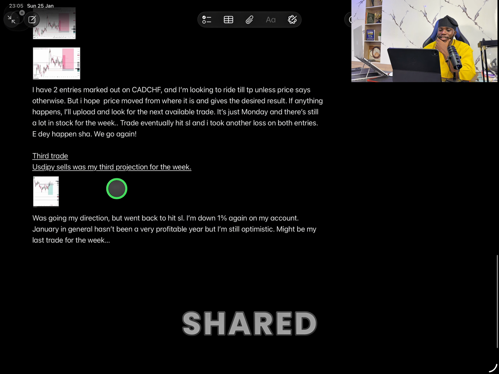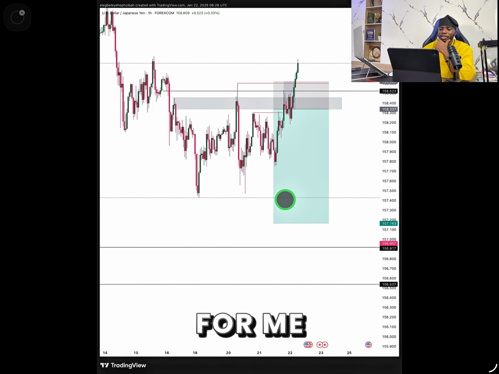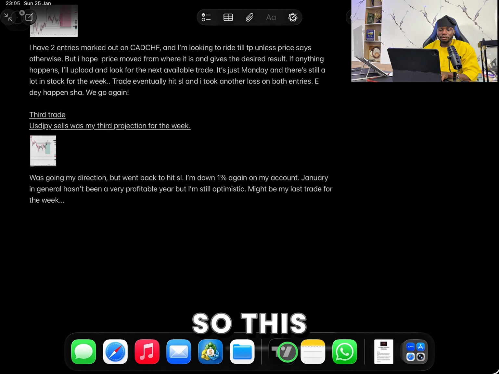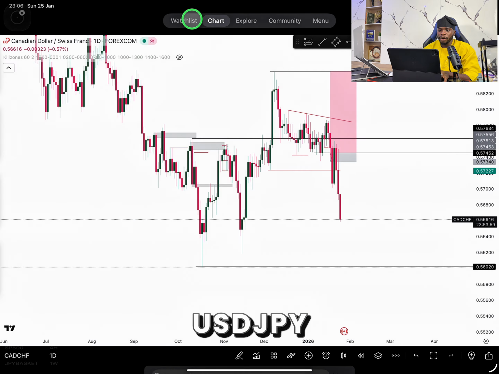The third that was shared, which is the most painful trade for me, was USD JPY. And yeah, so this is the analysis for USD JPY.